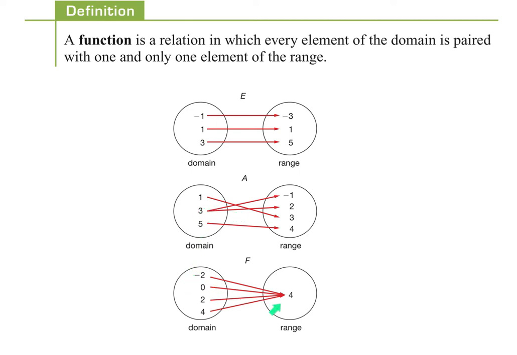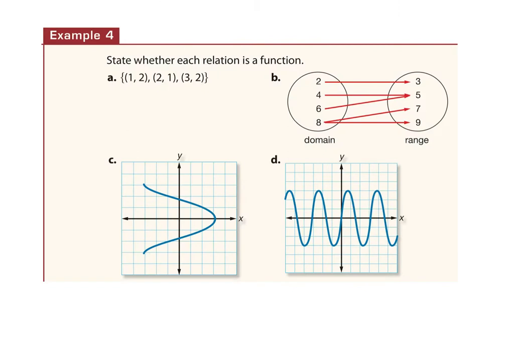This one, -2 goes to 4. 0 goes to 4. 2 goes to 4. And 4 goes to 4. This is a function. It doesn't matter that they go to the same thing. It matters that each one of these only goes to one number. All right? So the top and the bottom are functions. This middle guy is not a function. The mapping diagram is really easy to see.